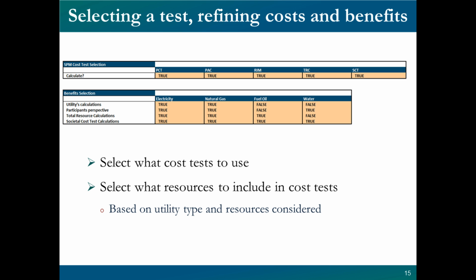And then in the snapshot just below that is the allocation of benefits and costs to different categories. So whether or not the electricity, natural gas, fuel oil, and water calculations should be accounted for when looking at the cost test from the utilities perspective or the participant's perspective. So the user can make these true or false depending on how they want to define the cost tests and which components they want to include in it.